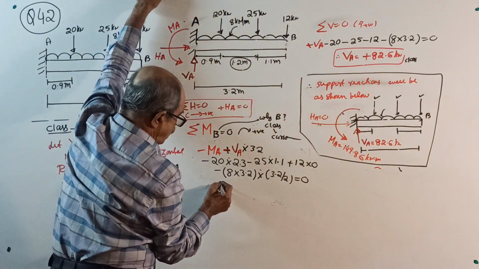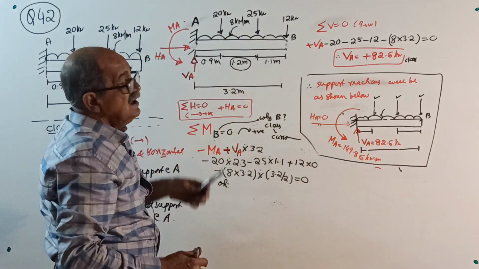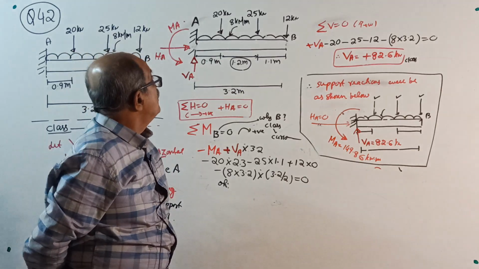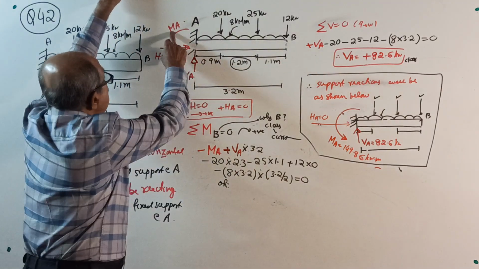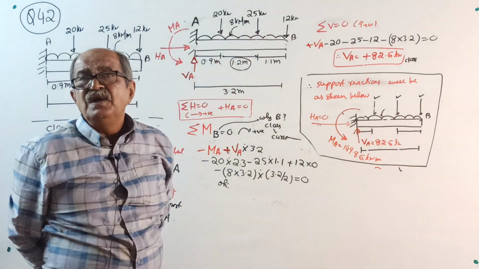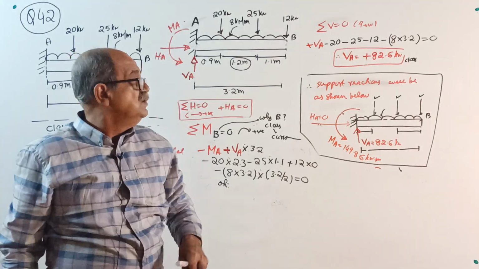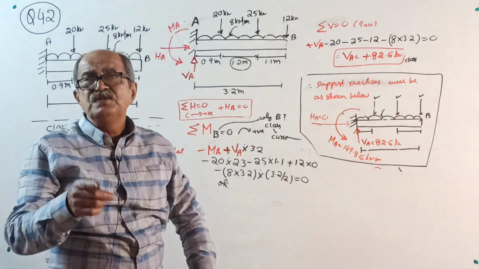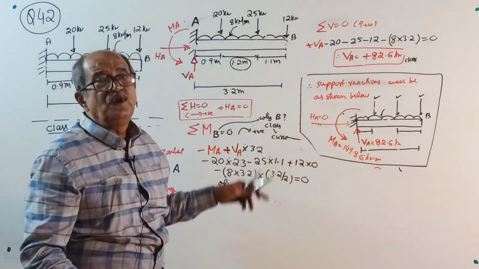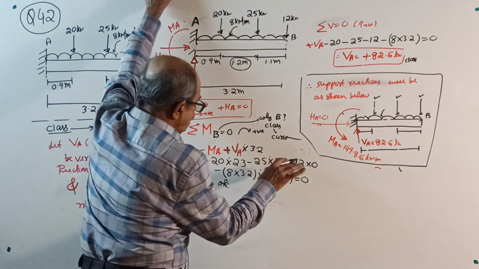Last time when you took moment about A, directly we got the MA value. But this time when you took moment about B, along with MA, VA also came. So, for a cantilever, never consider sigma M equal to 0 about the free end. You always take moment about the fixed end only, where the unknown reacting moment M is there.